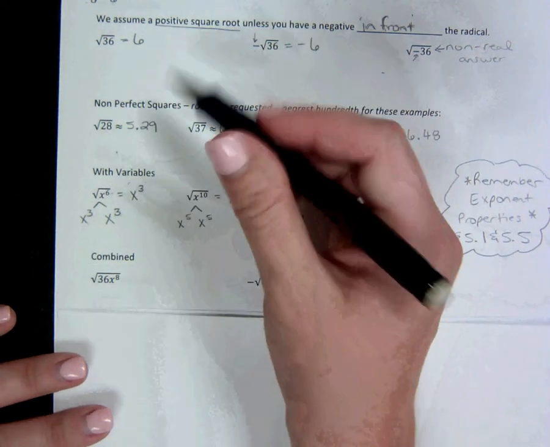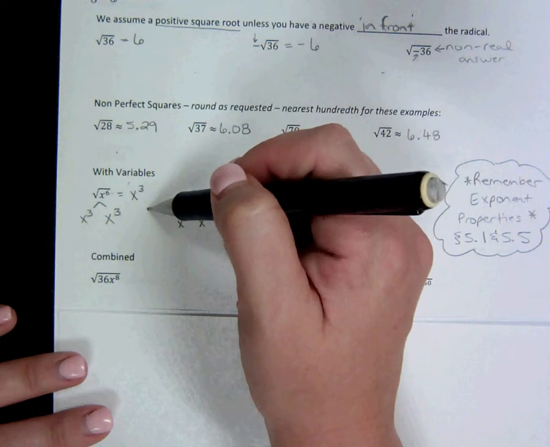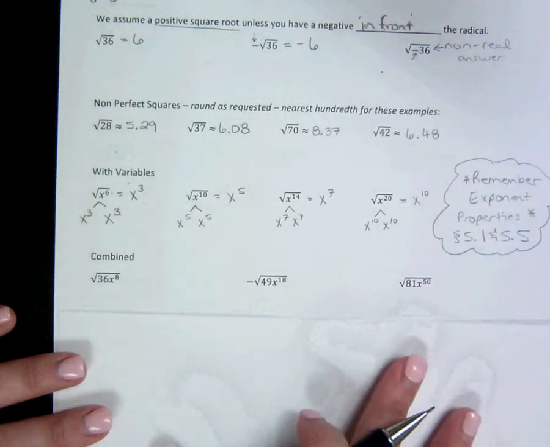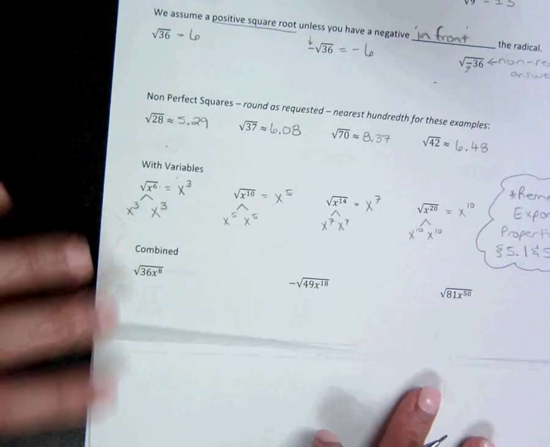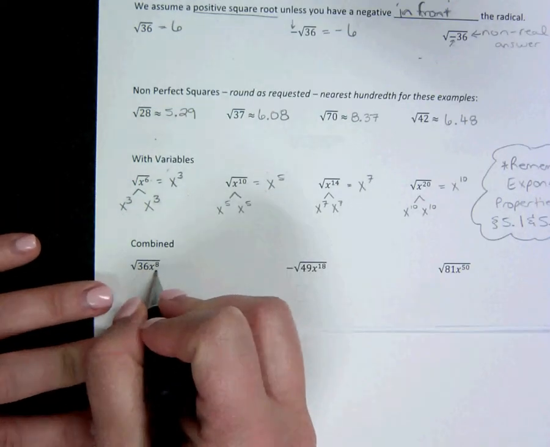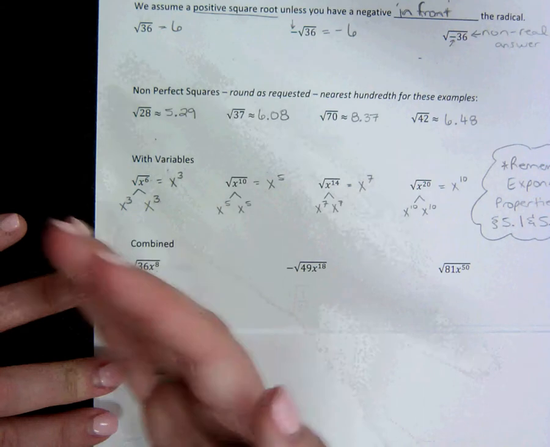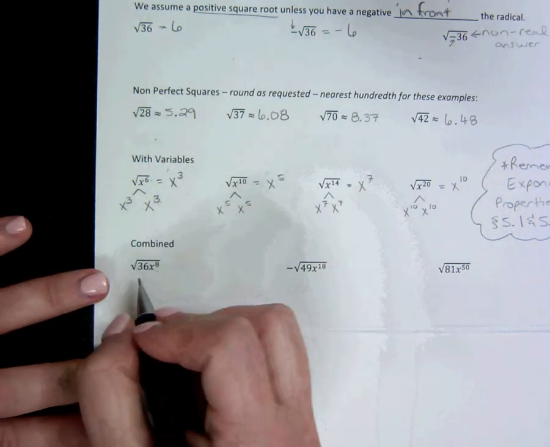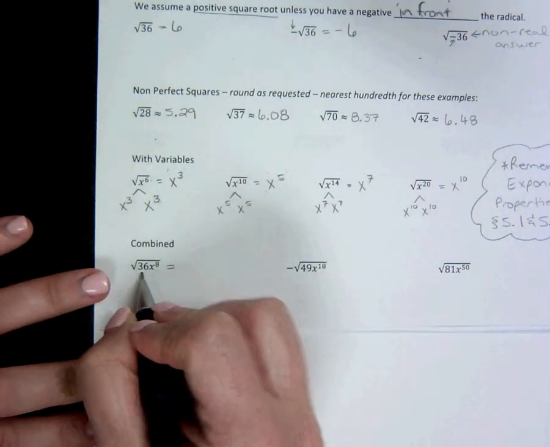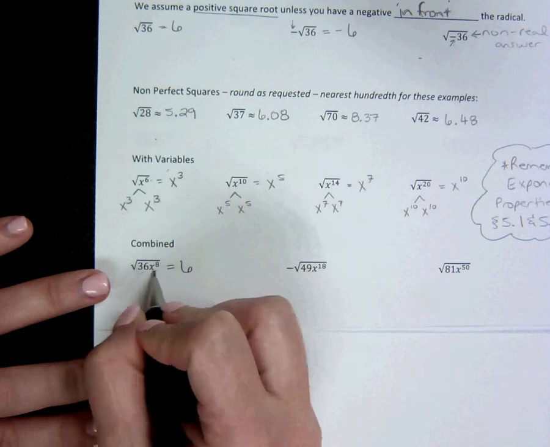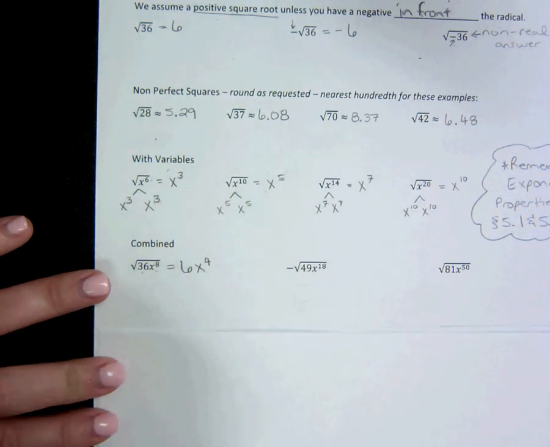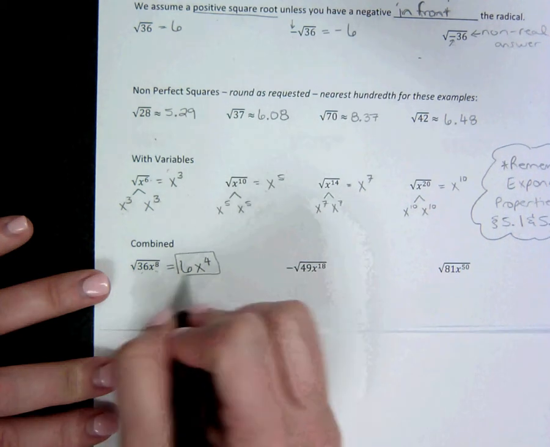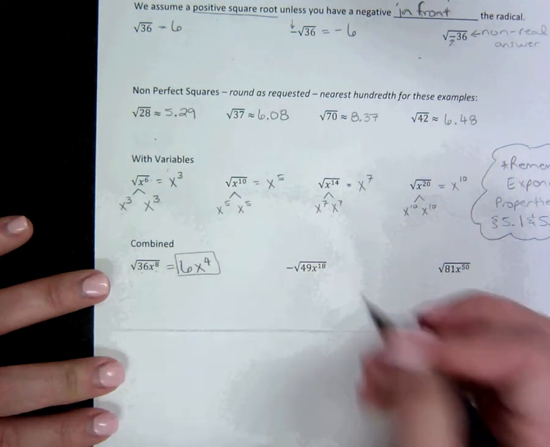Alright, so let's combine our perfect squares with our variables that we just learned about and talk about what they look like when they're combined. You kind of treat them separately. They are combined, but we really just treat it as two different pieces. The square root of 36 is 6, and the square root of x to the 8th is x to the 4th. So you really just treat them as two separate pieces and just keep them together.